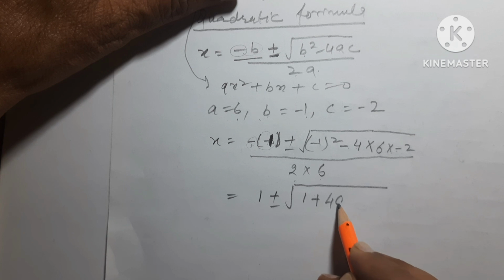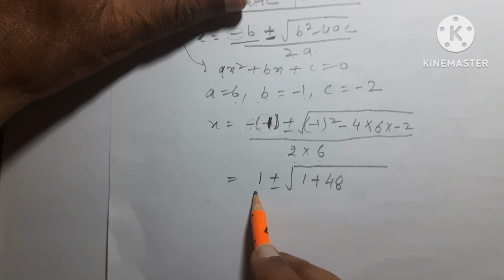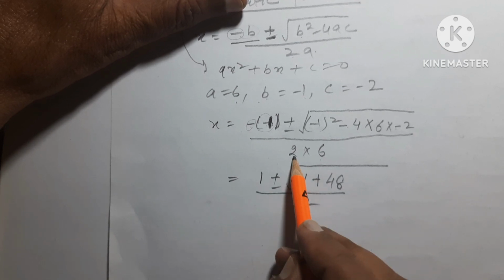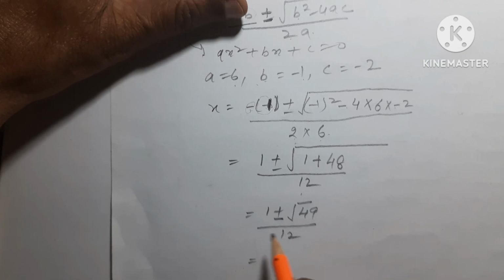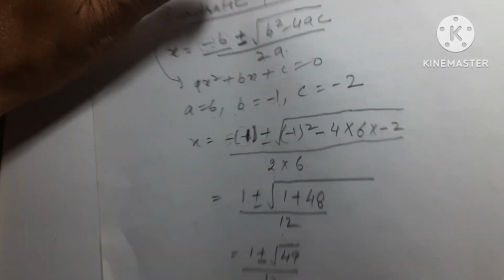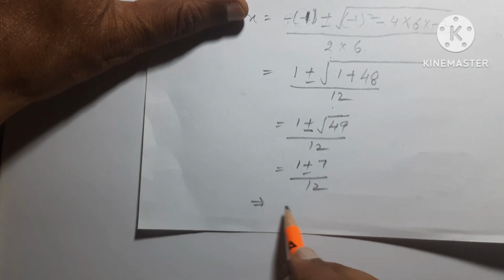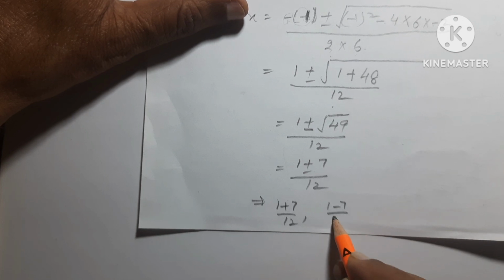48 plus 48, over 12. This is equal to plus minus under root 49 over 12. This is equal to 1 plus minus 7 over 12. Under root of 49 is 7. So that means this is equal to 1 plus 7 over 12, comma, 1 minus 7 over 12.